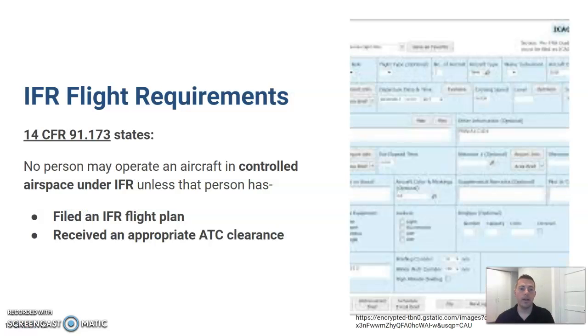IFR flight requirements, 91.173 in the regulations. No person may operate an aircraft in controlled airspace under IFR unless that person has filed an IFR flight plan and received an appropriate ATC clearance.